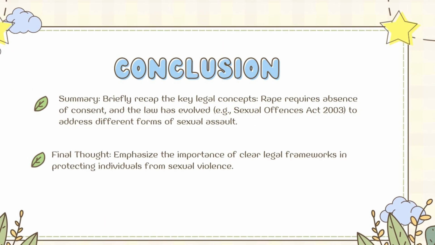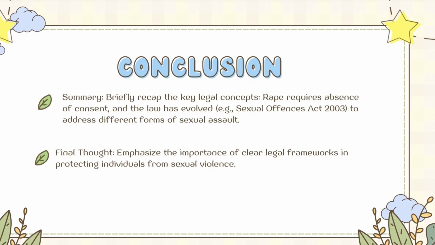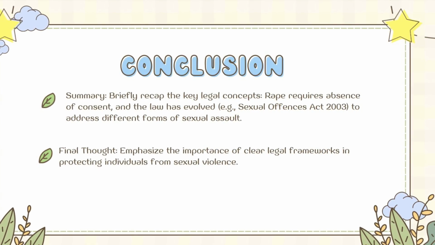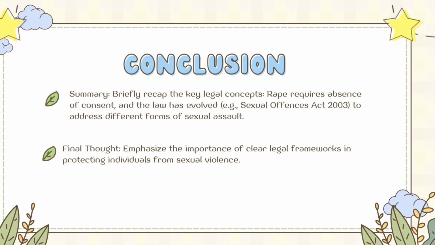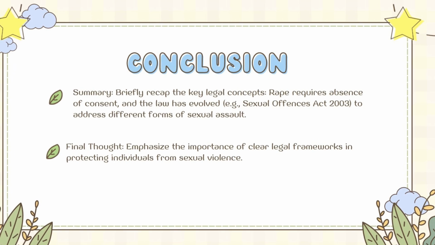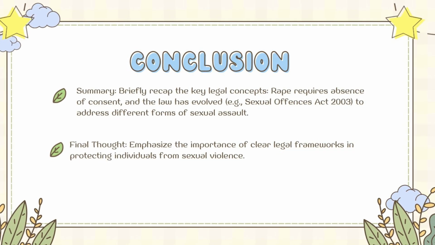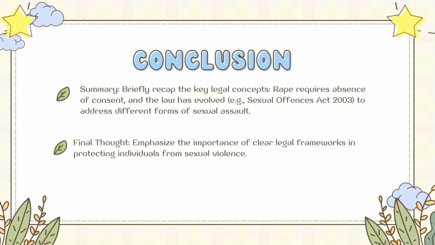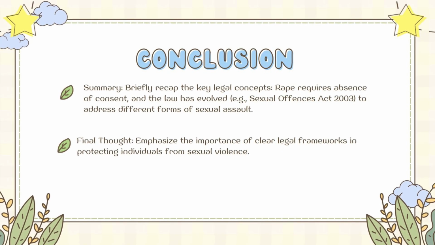To conclude, rape and other sexual offences are defined by specific legal elements, with consent being the central factor in rape cases. However, as we have seen, other offences such as outrage of modesty, child grooming, buggery, and sexual connection using objects focus on different aspects, including the nature of the act and the protection of vulnerable individuals. The evolution of sexual offence laws shows the importance of clear and comprehensive legal frameworks to ensure justice and protection against all forms of sexual violence.